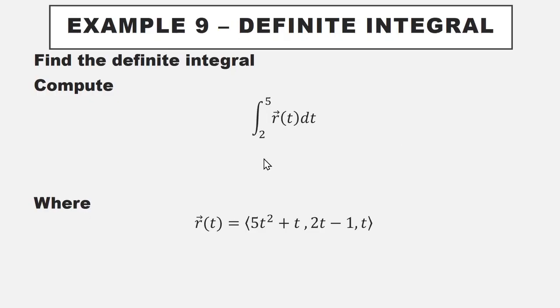Let's do an example of a definite integral. Let's integrate r of t from 2 to 5, where r of t is the vector valued function 5t squared plus t, 2t minus 1, and t. So I'm going to go ahead and do this, and I'll show you how I write it, but there's a bunch of different ways to do the notation.